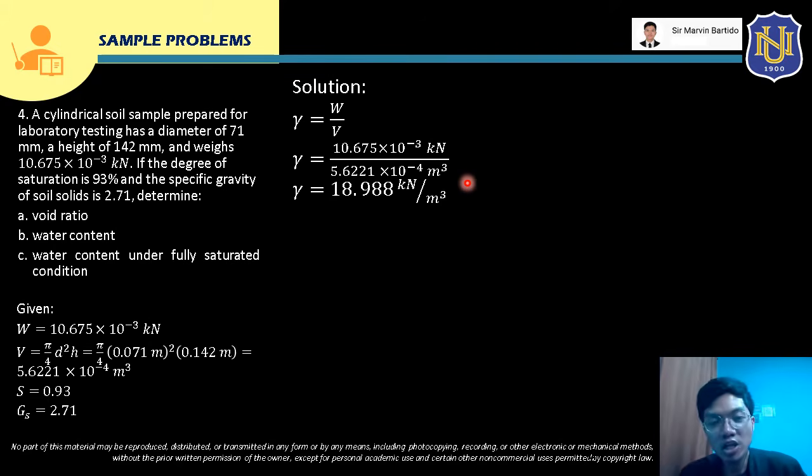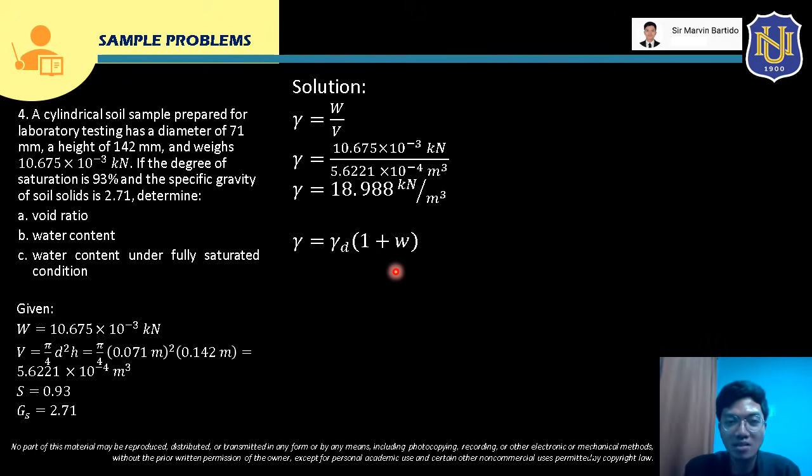And so, from here, class, we have gamma, we have S, we have G sub S. Class, actually we can use this. Gamma is equal to gamma dry times 1 plus water content. But we can express gamma dry into G sub S times gamma of water over 1 plus e. Right? Then the water content, we can express using GWES.